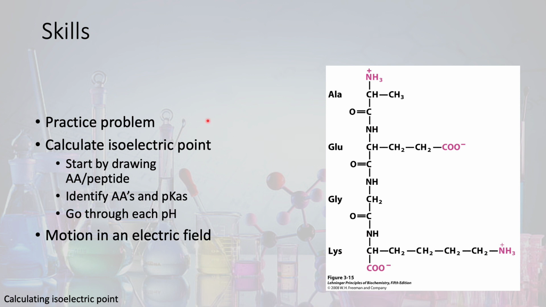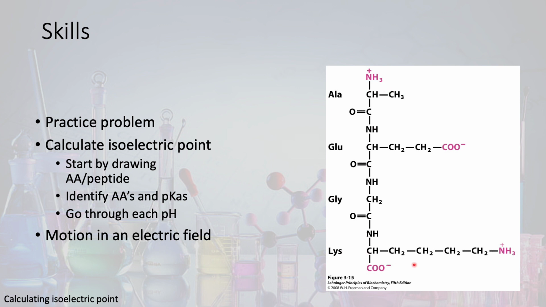Okay, so for our last example, this is more complicated than the previous two examples, but still not too complicated if you just break down the problem as I have demonstrated before, right? So break it down into these steps. In order to calculate the isoelectric point, first start by drawing your amino acid or your peptide, right?